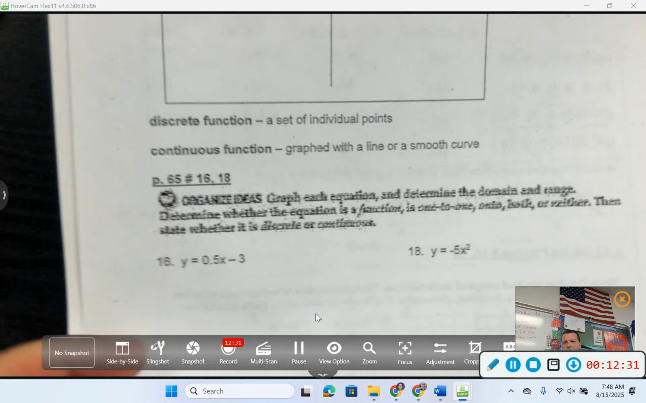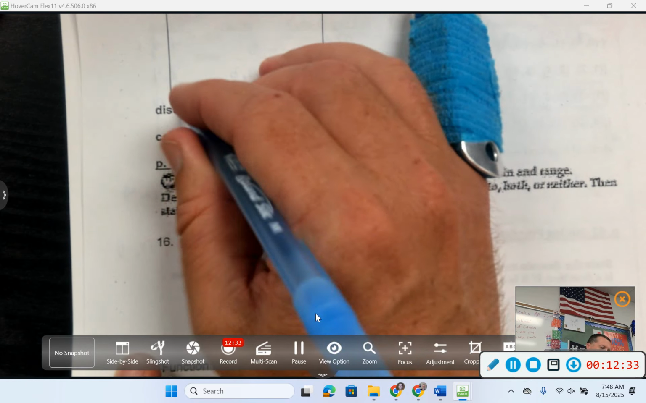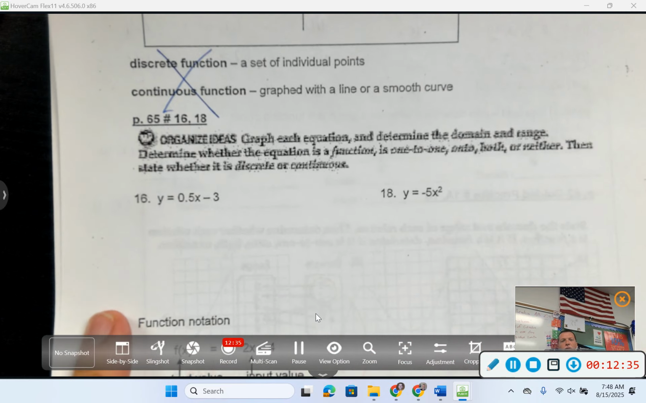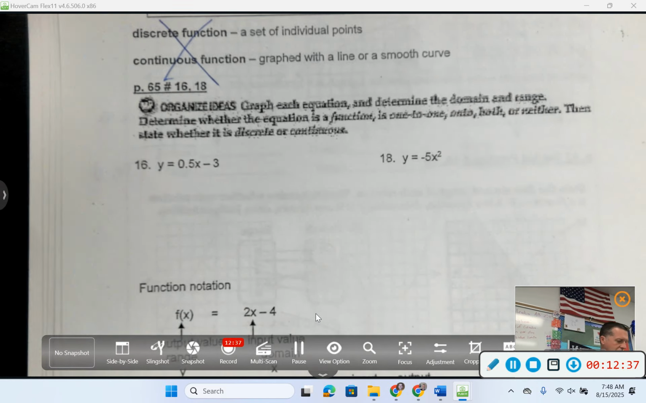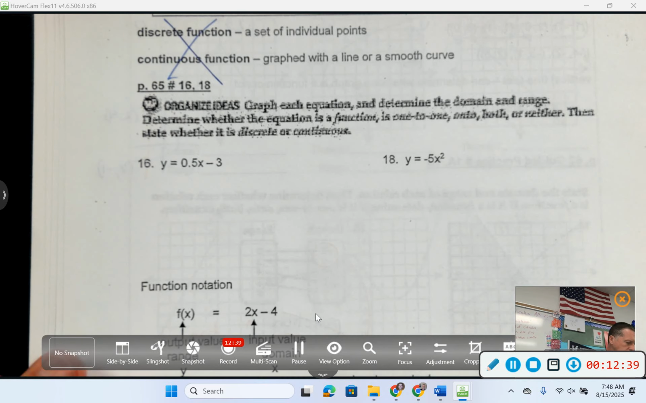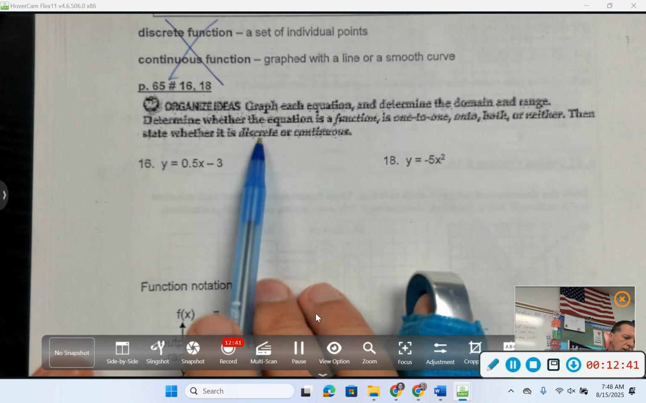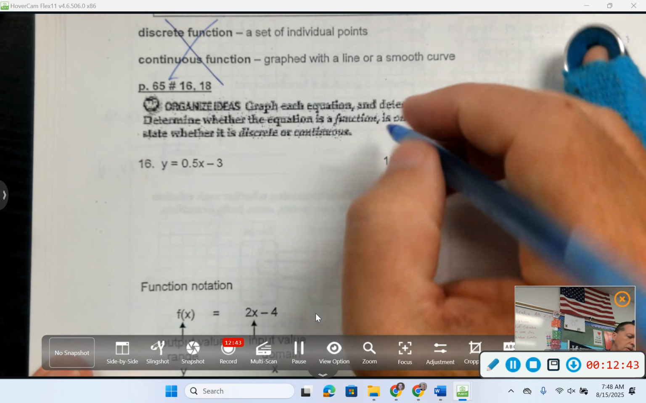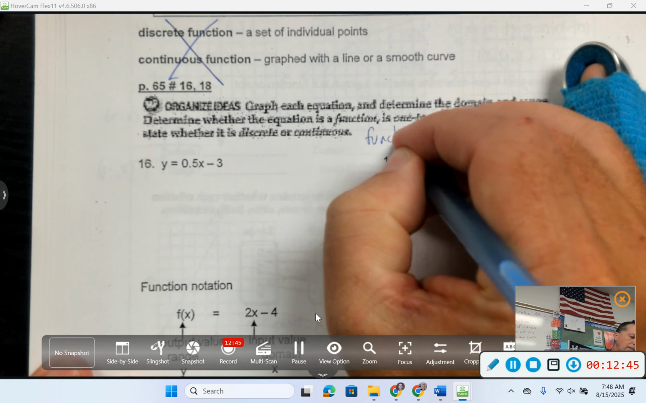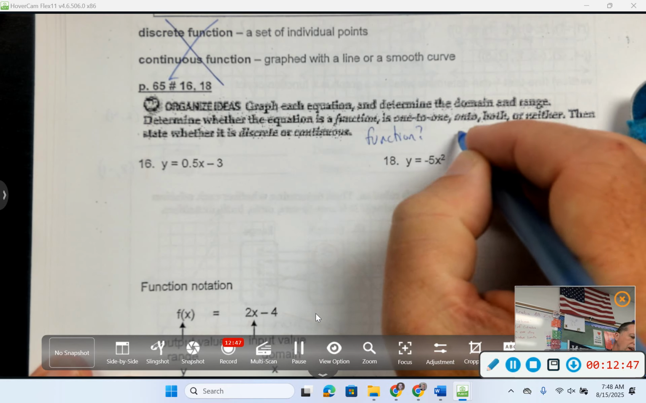Discrete versus continuous, there are places where that's very important, but Algebra 2 is not one of those places, so we can just toss that out. Man, it's hard to read that. Again, all we're asking is, is it a function, and is it one-to-one?